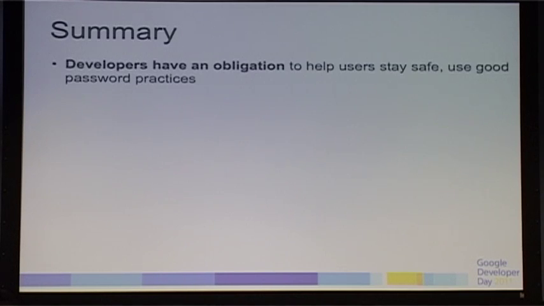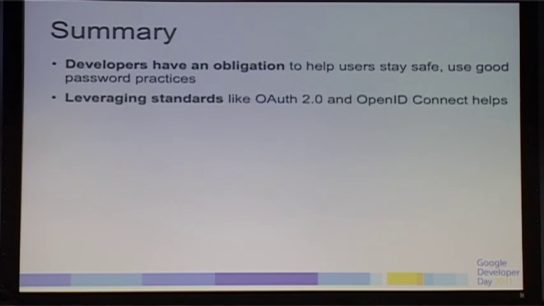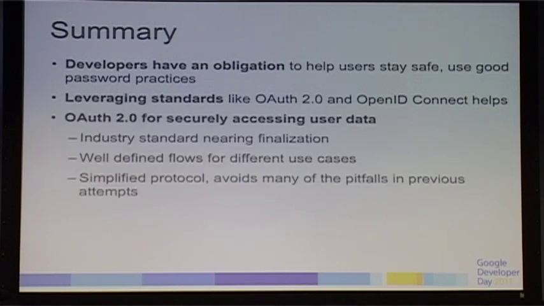So basically, you as developers have an obligation to help users stay safe and use good password practices, and you need to meet that obligation. You can meet that obligation by leveraging these standards like OAuth 2.0 and OpenID Connect. OAuth 2 allows you to securely access users' data. It's this industry standard. It allows you to prevent users from having to share their password in order to access their data on other services.